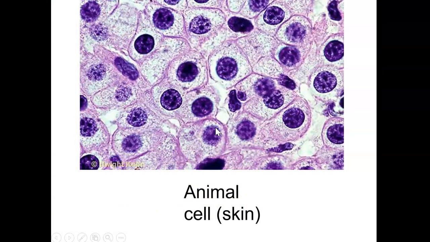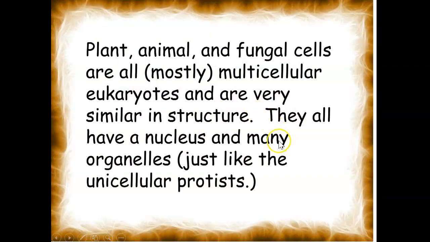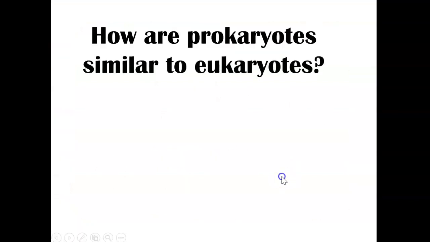Here are animal cells. These are skin cells. They tend to be very irregularly shaped. The darkly stained portions are called the nucleus. Inside of the nucleus is the genetic material, or DNA. So, plant, animal, and nearly all fungal cells are multicellular eukaryotes, and they're really very much alike under the microscope. They all have a nucleus and lots of organelles. So how are they similar to a prokaryote?